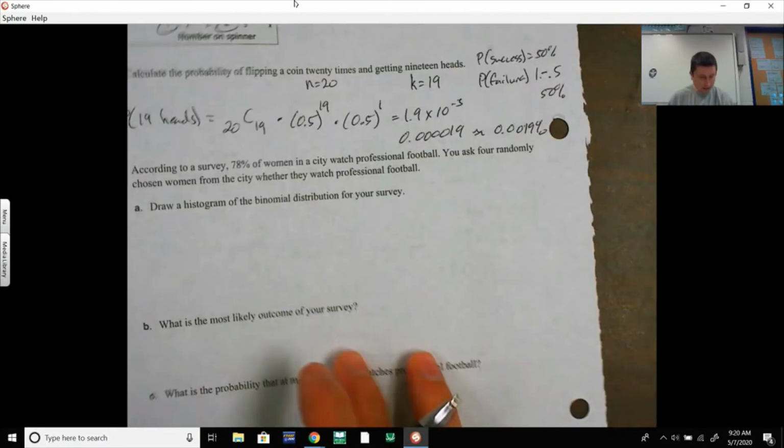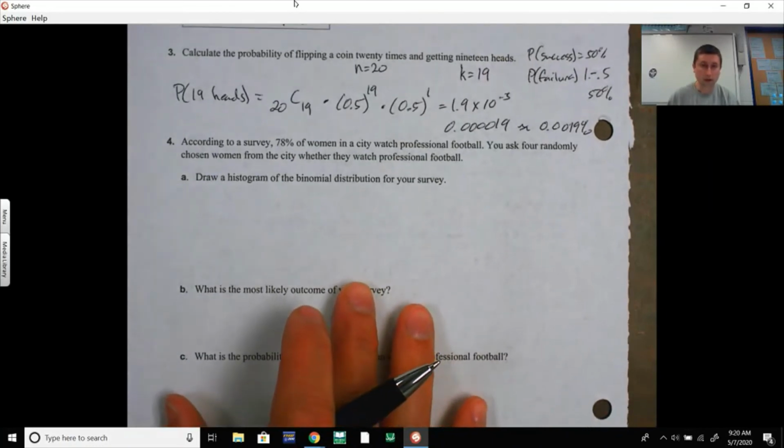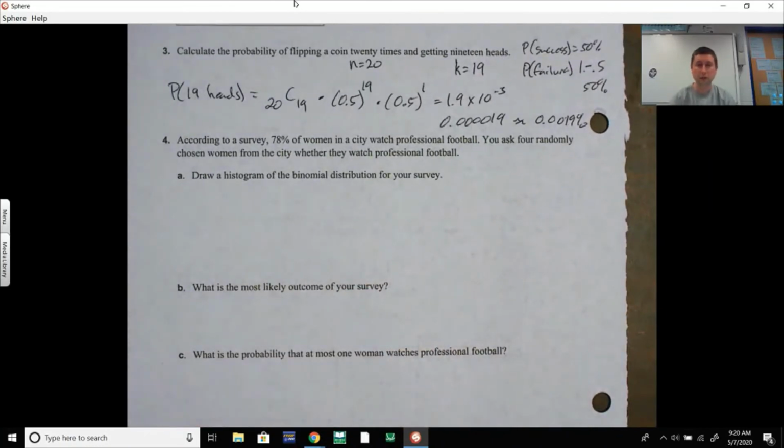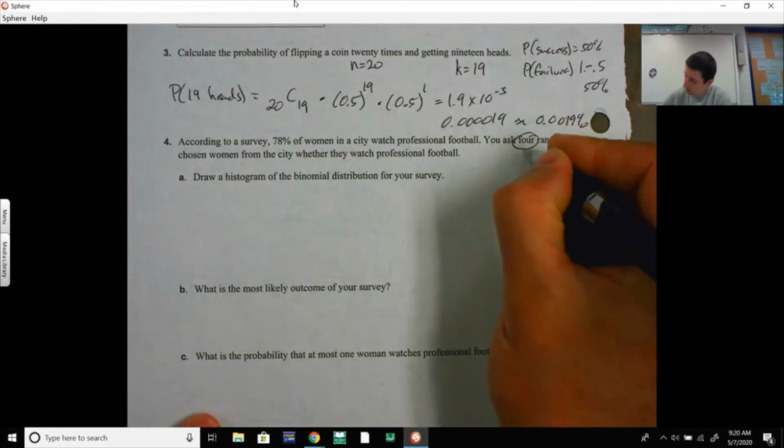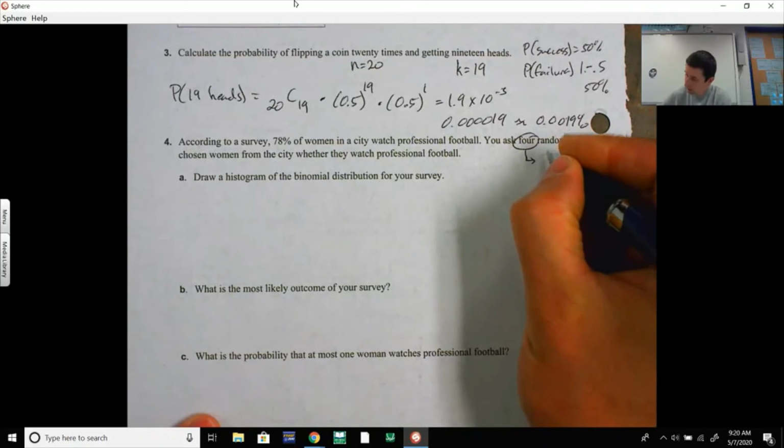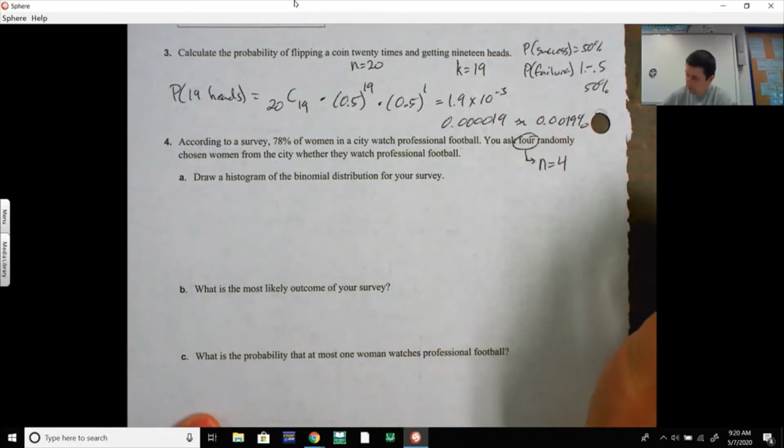Okay, number 4 is going to take a little bit of time, but this is our last one. According to a survey, 78% of women in a city watch professional football. You ask 4 randomly chosen women from the city whether they watch professional football. Draw a histogram of the binomial distribution for your survey. All we know is 78%. That's the probability of success, okay? You're asking 4 random women, so this is how many instances you have. So n is going to be 4.